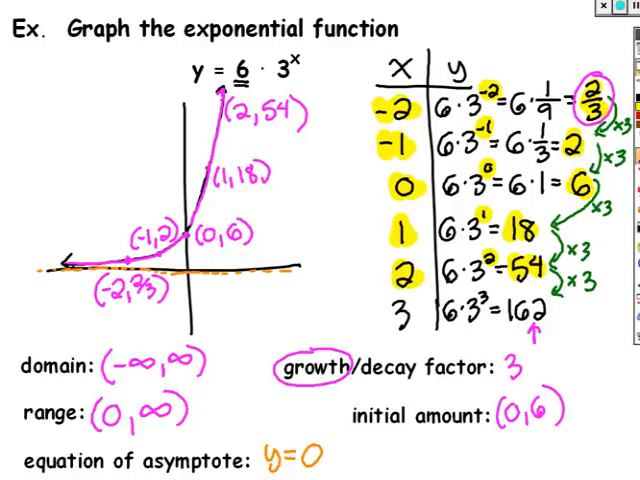So key points here, this is the general shape you're going to get out for an exponential growth graph. Y is getting really big really fast because I'm repeatedly multiplying by 3. So repeated multiplication here, y is getting huge fast.